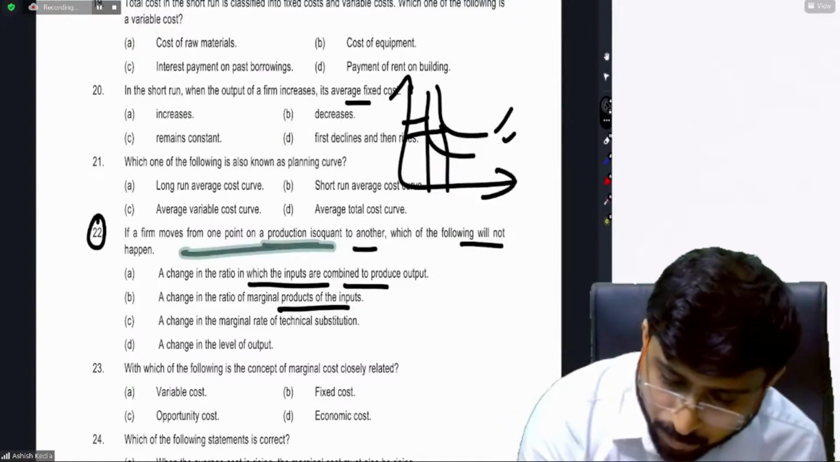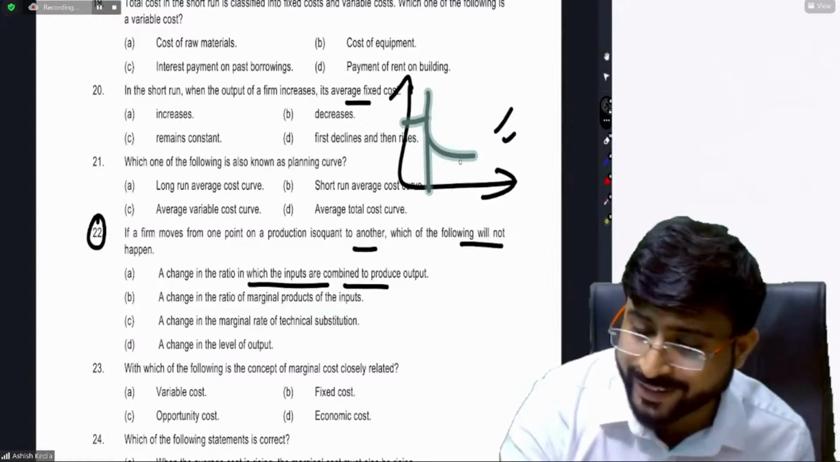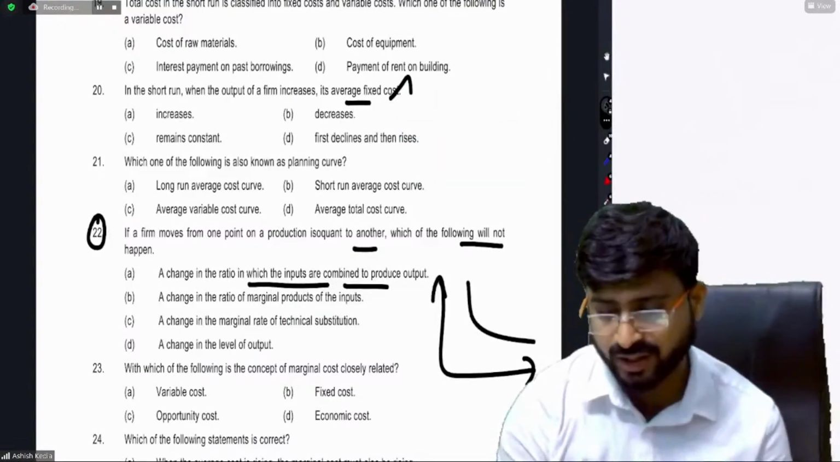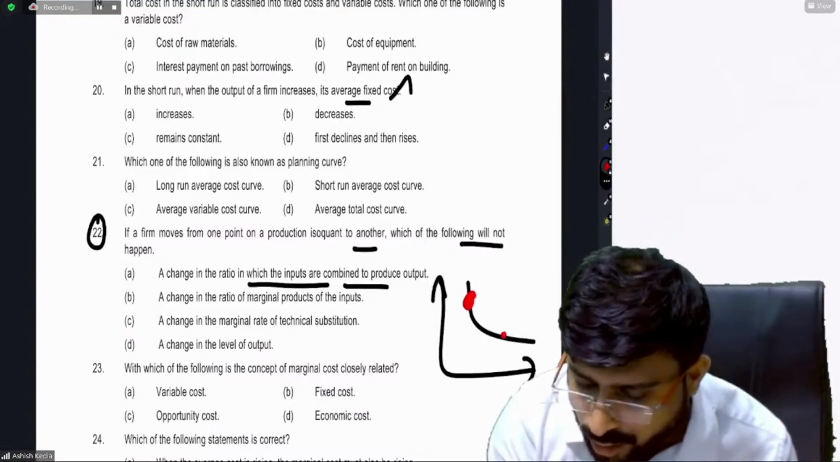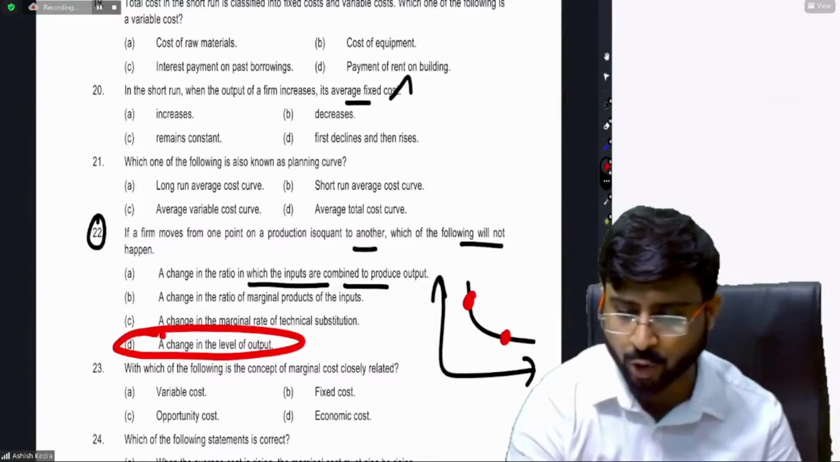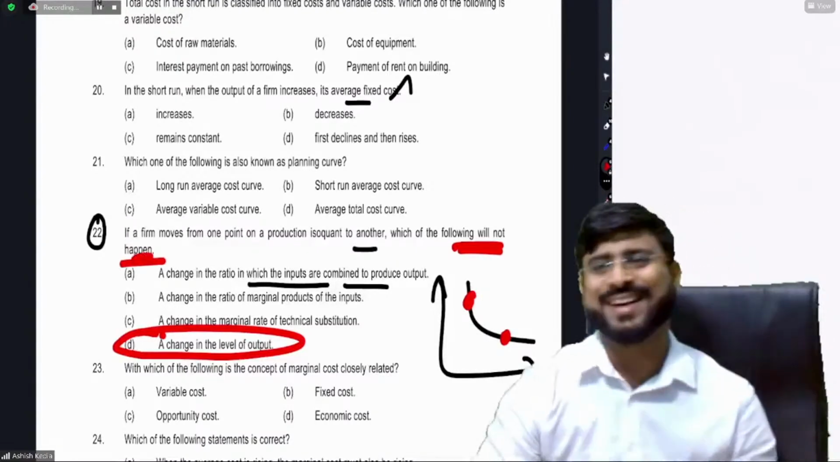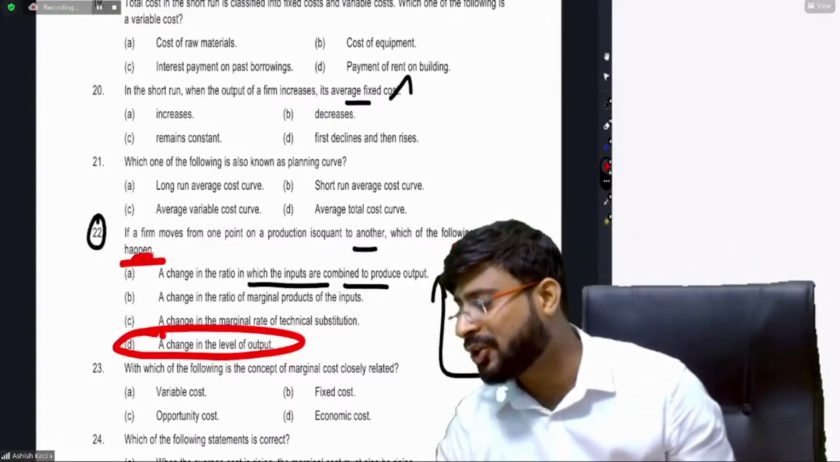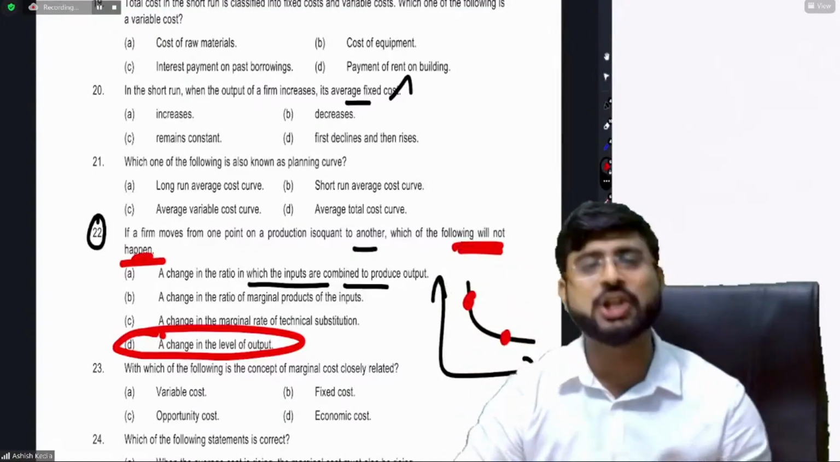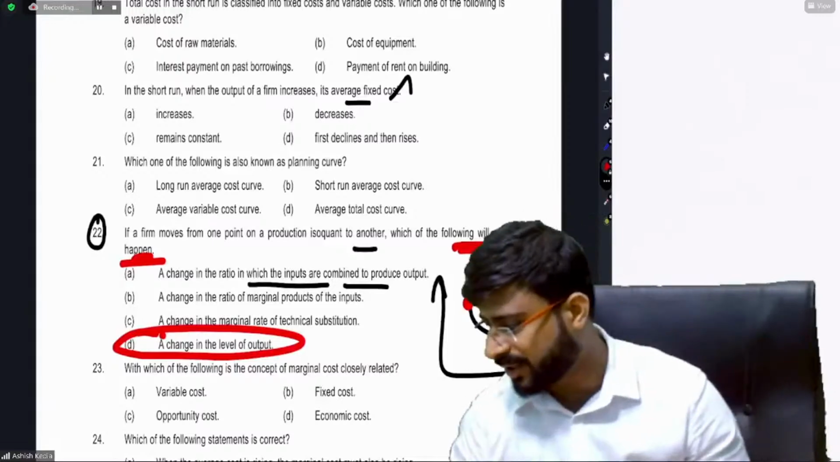If a firm moves from one point on a production isoquant to another, the isoquant is not changing. See, you are on the same isoquant, so output level remains the same. So the answer is a change in level of output will not happen. Did you understand this much? Yes or no, everybody?